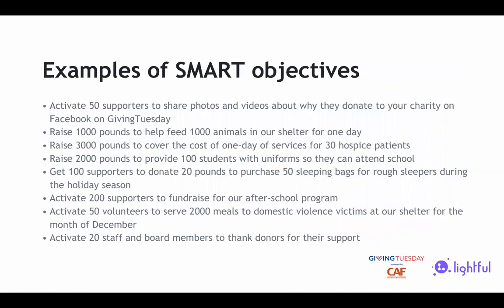So if you look at the bottom there, you might like to activate some of your staff and board members to thank donors for their support. Now, that's a very easy one. And then for some of you, obviously, raising £3,000 might be a lot of money, but set something that's reasonable for success you've had before, and maybe stretch yourself a little more and be specific in that. Okay, we want to raise £3,000, but what will this do and what will the results of it be? It will be to cover the cost of one day of services, for example, for 30 hospice patients. So specific, measurable, and you need to know where you're aiming for to be able to get there. And then we'll help you get there through a clear content strategy shortly.